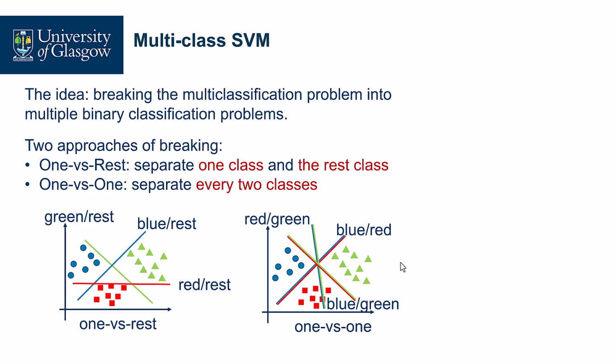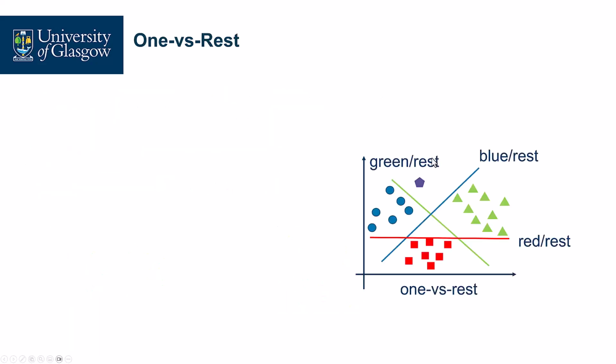Right. So based on these two breaking approaches, let's see them one by one, to see how for each of them we train the model and how we predict a new point. We can see this is an example. We have three classes, and this is a point we want to predict. Let's see the first one, one versus rest.